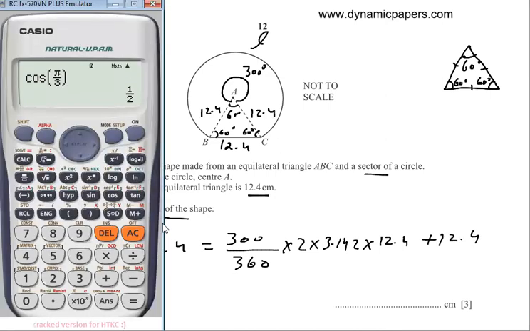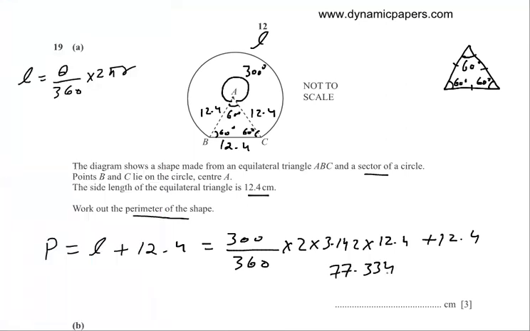So let's calculate that one. 300 over 360 multiplied by 2 multiplied by 3.142 multiplied by 12.4. And whatever you get, you have to add 12.4. It will make 77.334 centimeters. You have to round that to 3 significant figures. So 77.3 centimeters. That will be the perimeter for this one.